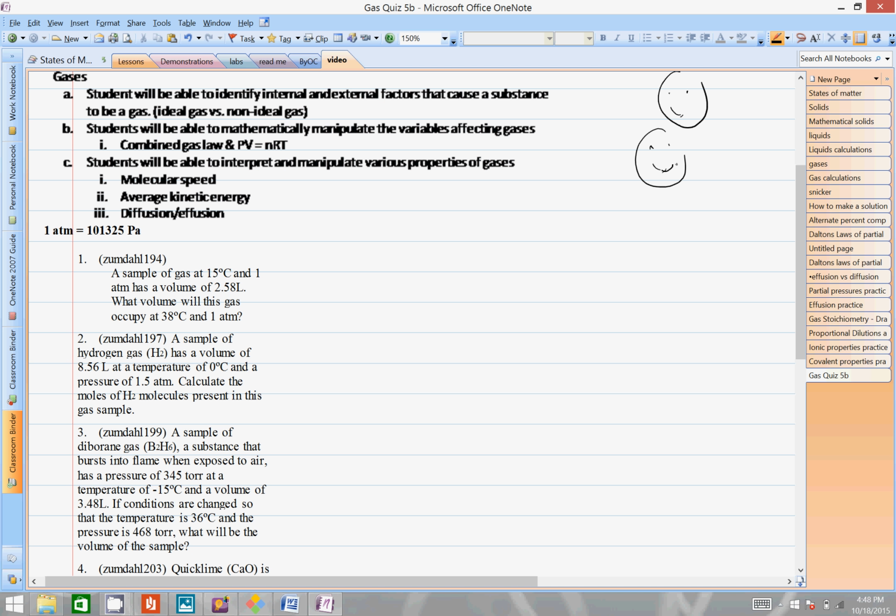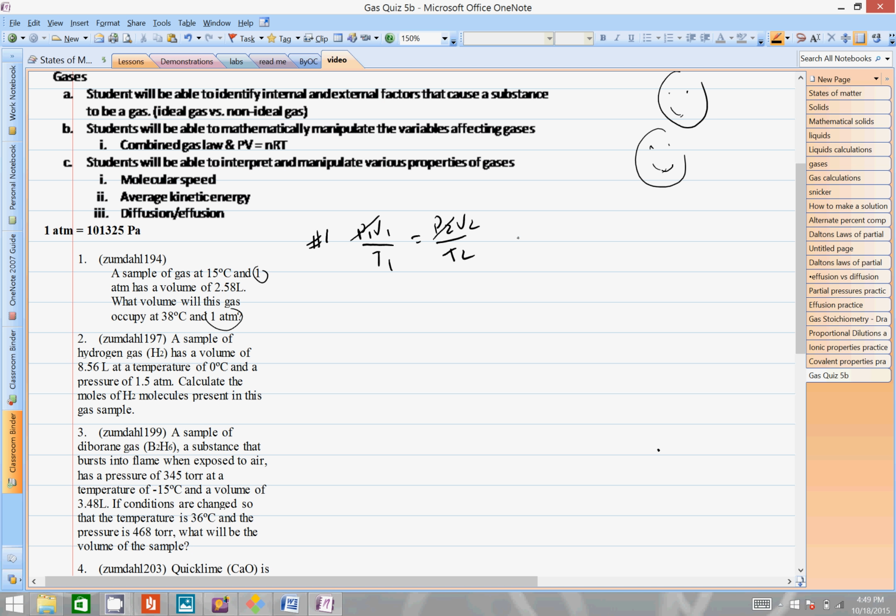First one: a sample of gas, 15 degrees Celsius, one atmosphere, has a volume of 2.58 liters. What will be the volume of the gas occupied at 38 degrees Celsius and 1 atm? So we have a combined gas law problem. Number one is P1V1 over T1 equals P2V2 over T2. In this case, the volume is going to change. The temperature is changing. Looks like the pressure is staying constant at 1, so you could neglect pressure out of this or just put 1 on both sides.